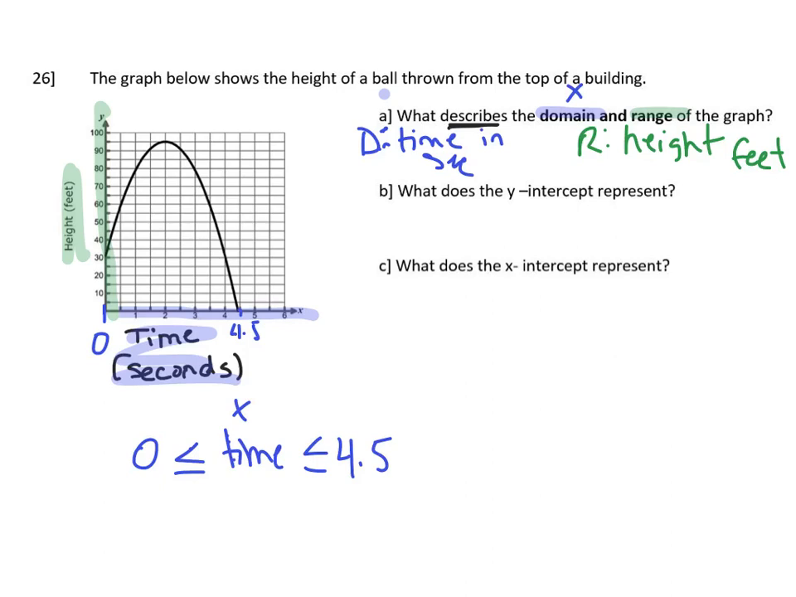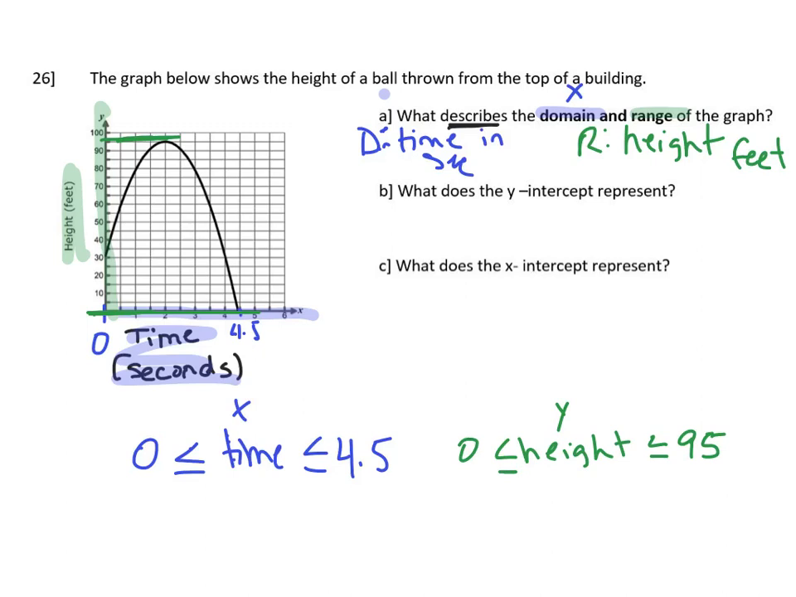If you were to write it out, we're talking about our height. And the height goes all the way to the ground, so it gives it a value of 0. And then the highest marking is about 95. Once again, I don't see an open circle, so I'm going to go ahead and include those values. That height, range, the y values.